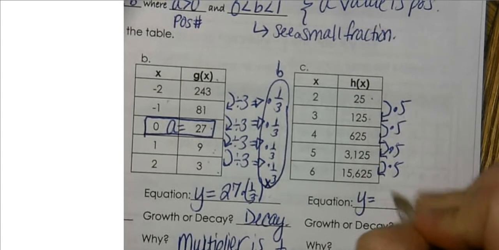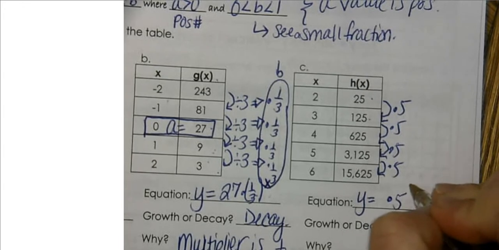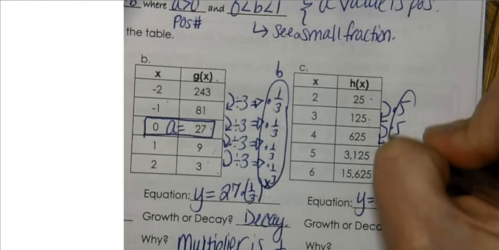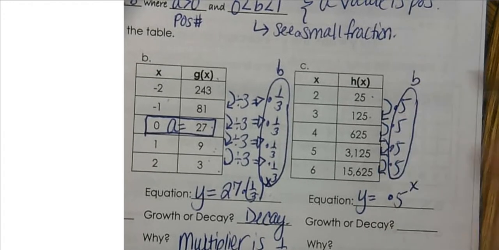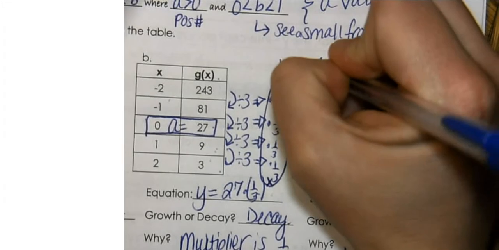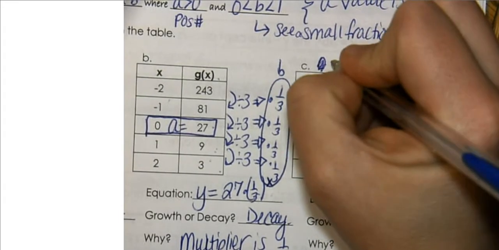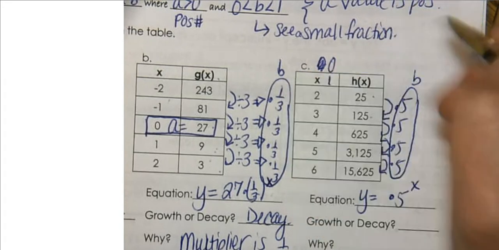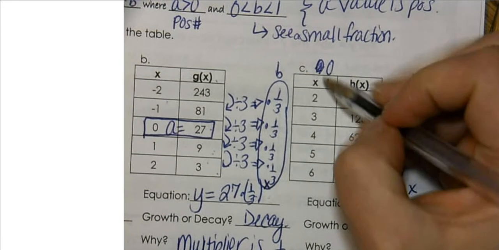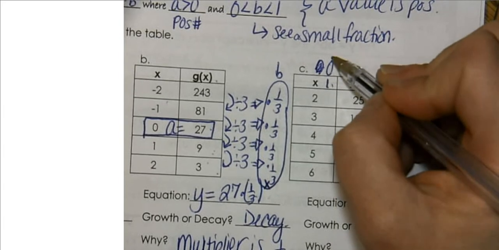Now, I don't know what my a value is, but I do know that I'm multiplying by 5 each time to get to the next number. So 5 is going to be my b value. And now what I need to do is I need to somehow figure out how to figure out when x is equal to 1, what that value is, and when x is equal to 0, what that value is.